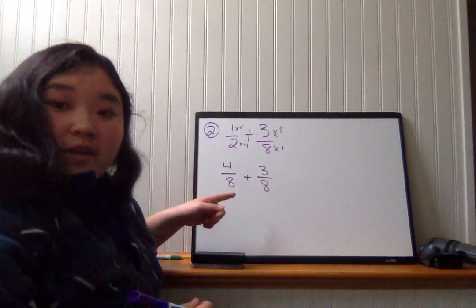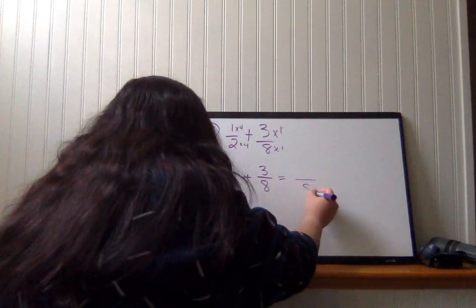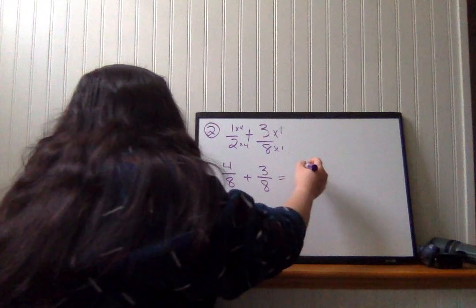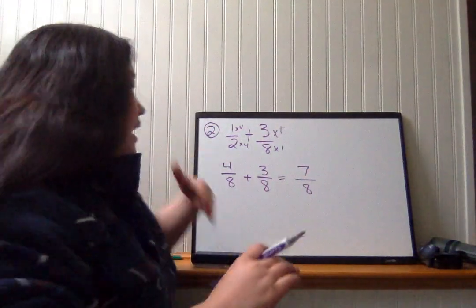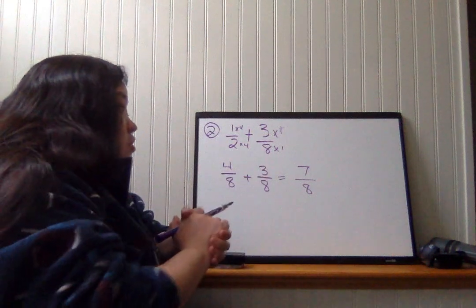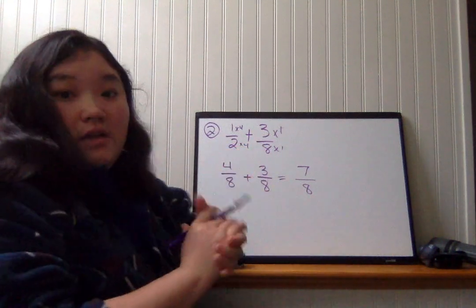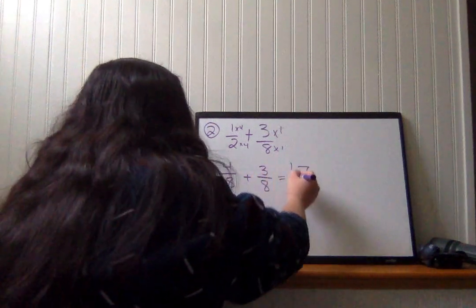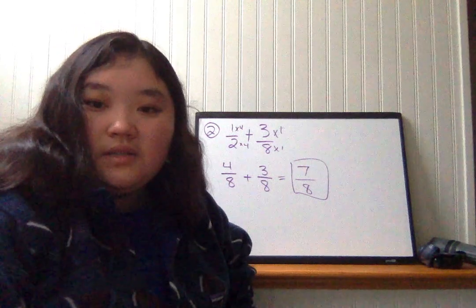From here, I'm going to add them together. I will keep my denominator the same, which is 8, and 4 plus 3 is going to give me 7/8. Okay? I can check, can this be reduced? Nope, it is fully reduced because there is no number that goes into both 7 and 8. So that is my final answer for number 2 on page 23, 7/8.